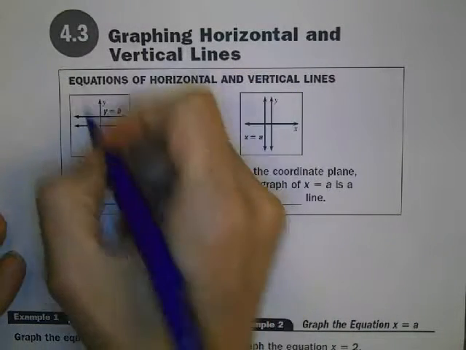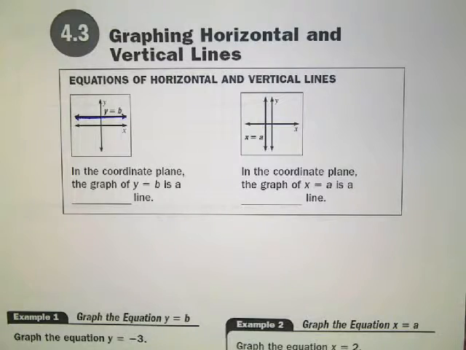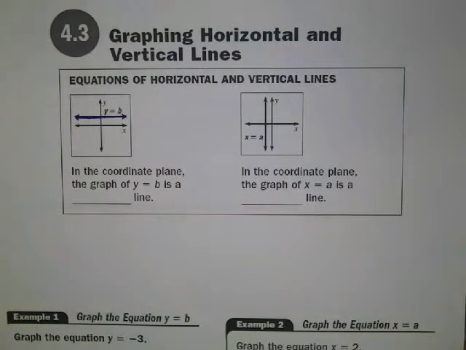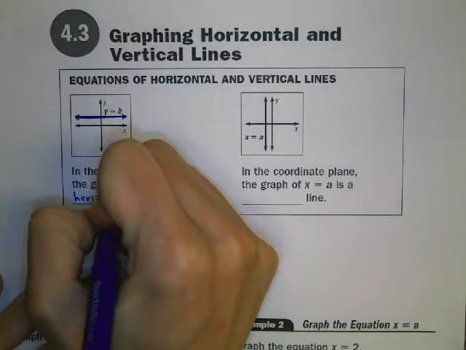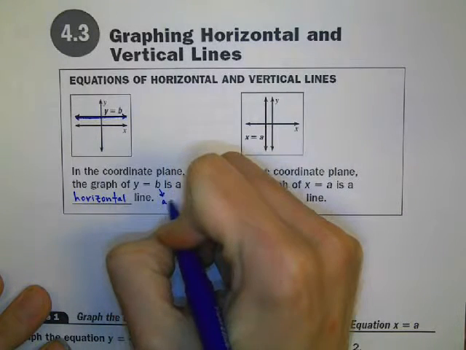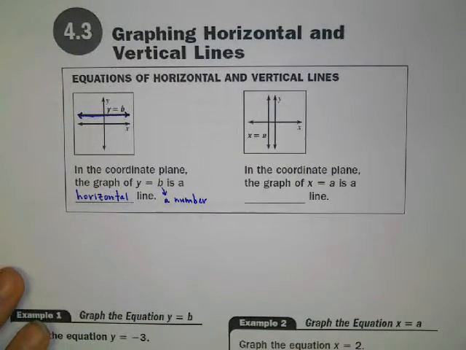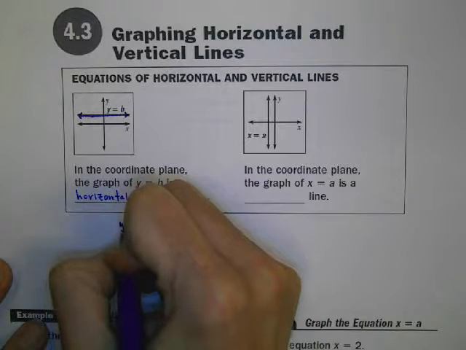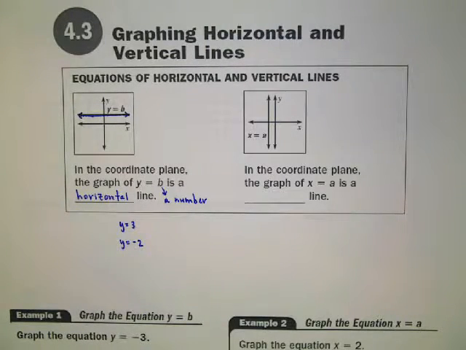So the first one, I have my coordinate plane, and you can see that I have this line that I'm highlighting in blue. And that's what we call a horizontal line. You can think of the horizon to help you remember. And so in the coordinate plane, the graph of y equals b is a horizontal line. Now, when we say y equals b, b is just a number. So an example of a horizontal line, or the equation of a horizontal line, would be y equals 3 or y equals -2. So when we see y equals, we think of a horizontal line.